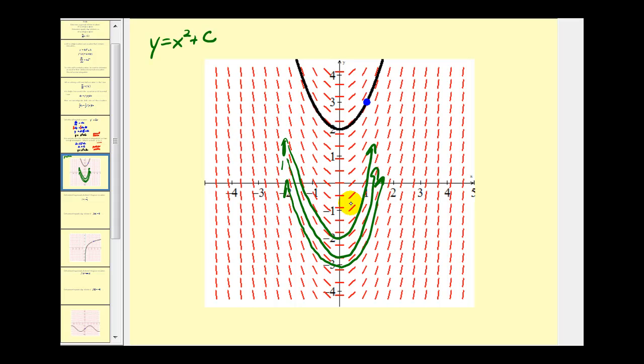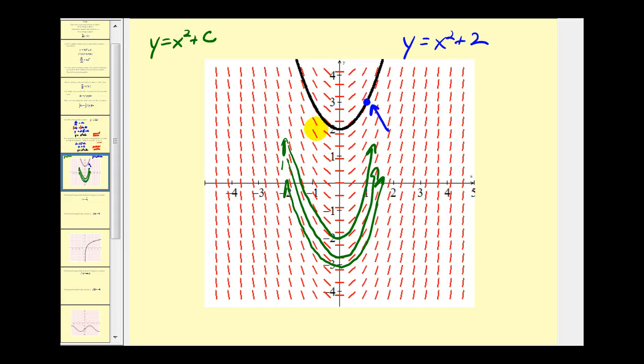as we see here would be part of the general solution. But since we were given that the solution passed through the point (1, 3), as we see here, this parabola represents the particular solution, y equals x squared plus 2.